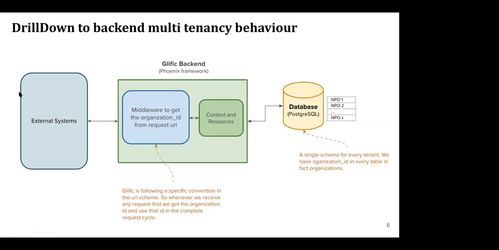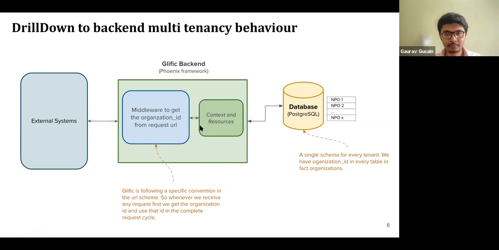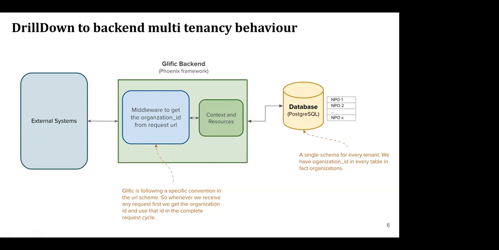If any system makes a call on the Glific backend, first we check the request URL, get the organization ID, and put that in the same process, in the same request cycle. Then we pass that organization ID to the Glific context and main core library, where using that organization ID, we can fetch the data. That's the high level thing we are doing in the Glific ecosystem. Now I'll move to the code and show you how we are doing all these things. Any questions so far?